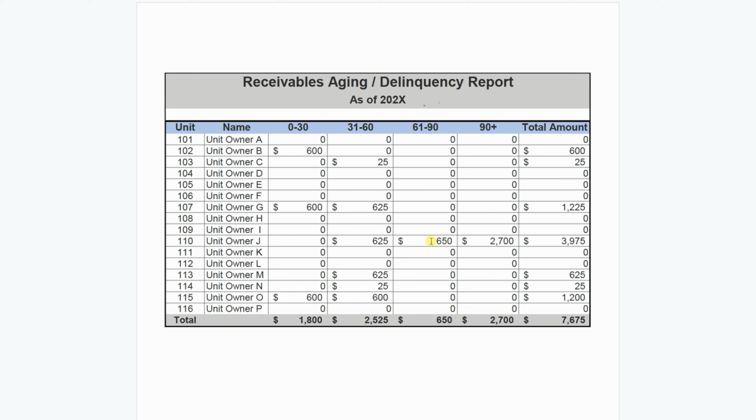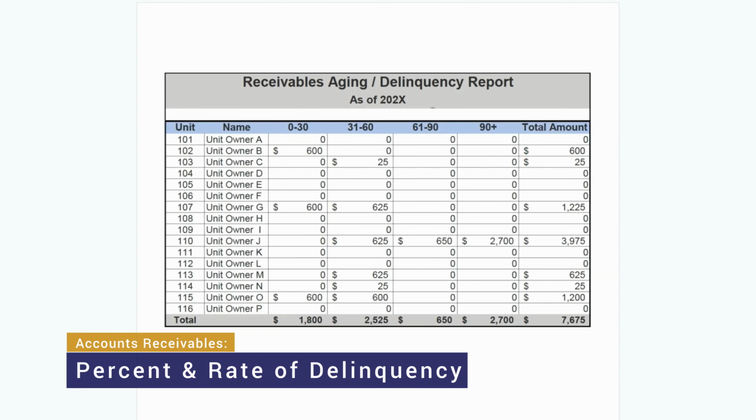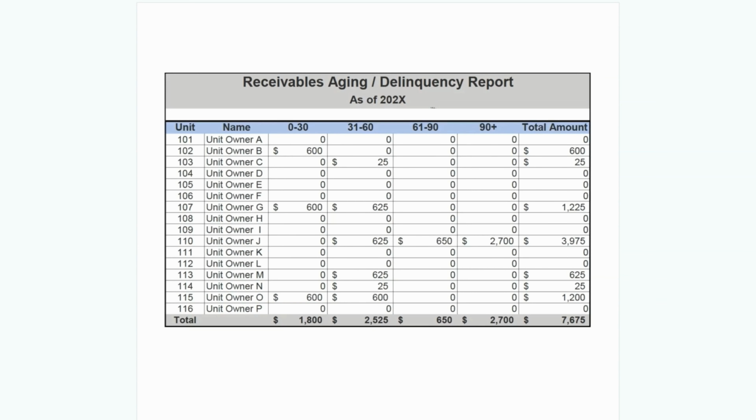Ideally, there will not be any unit owners past due more than 90 days. However, it is not uncommon to find one or two unit owners in collections, even in a well-managed condo association. If you have access to a detailed delinquency report, the primary focus when reviewing the accounts receivables report is to see the number of units past the 60-day delinquency status, and then see the total amount in arrears, meaning the total amount of receivables.